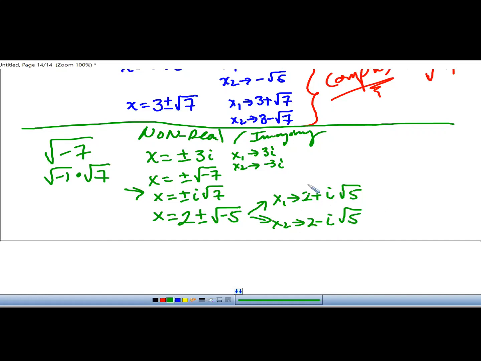Now, all of these guys are what? Non-real. Why non-real? Well, this one has an imaginary. These have what? Negative inside of the square root. Whenever you end up at the end with a negative inside of the square root, that means it has to be what? Imaginary. Like this.